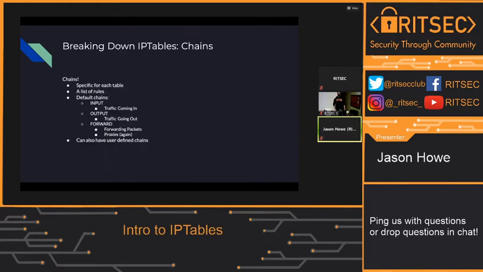Within each table, there are chains. There are 3 default chains: input, output, and forward, that let you specify the types of organization you want to have with your rules. A chain at a fundamental level is the list of rules that are going to happen to traffic and packets that come in on that network or through that table. Beyond the default ones, you can also have your custom user-defined chains within the tables. Any questions so far?